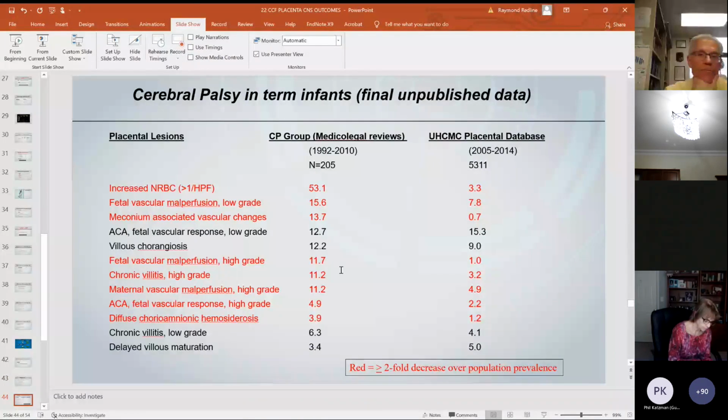And this was the final tally. Increased nucleated red blood cells were the most common process. Fetal vascular malperfusion, low grade, and meconium-associated vascular changes were the next most common. And then all the ones that are highlighted in red are ones that are more than twofold elevated in the CP group as compared to the comparison database. It pretty much reflects what I've shown you before. It's just more cases.